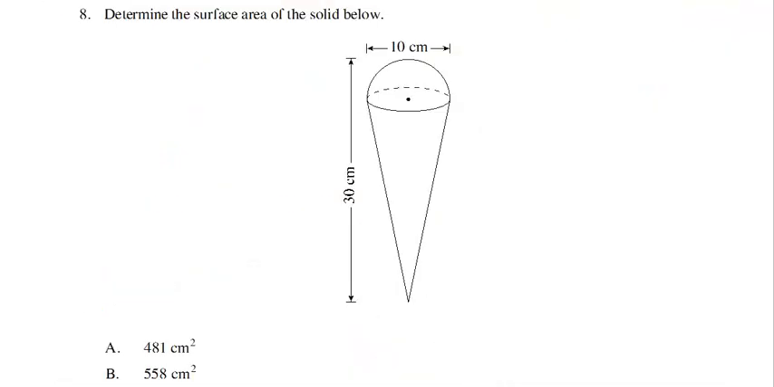Number 8, determine the surface area of the solid below. So what do we see here? Well, we have a hemisphere, so it almost looks like an ice cream cone, the top of the ice cream cone, and then we have the cone. So we have to deal with both of these figures. We have half a sphere, of course a hemisphere, so why don't we deal with that first? So I'm going to deal with the hemisphere over here.